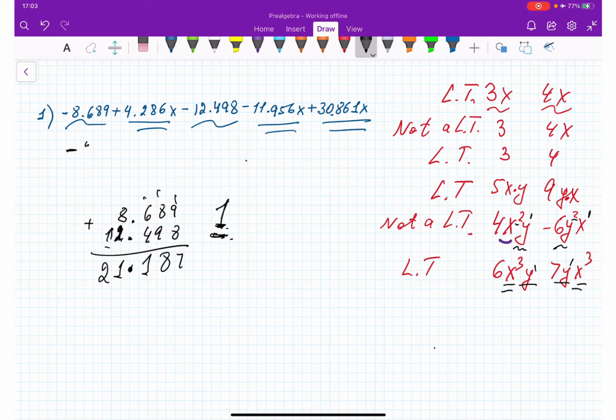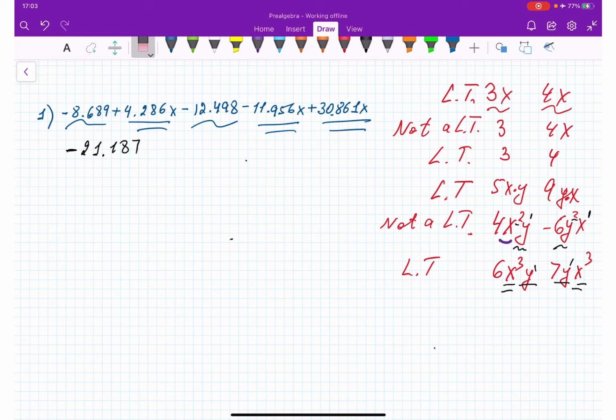Negative 21.187. Okay, now let's take care of x's. We have positive 4.286x, we have negative 956x, and we have positive 30.861x.